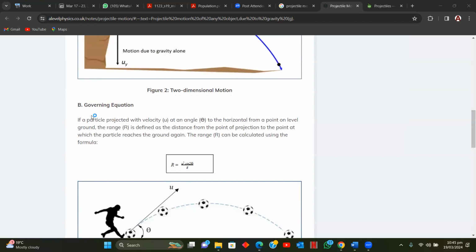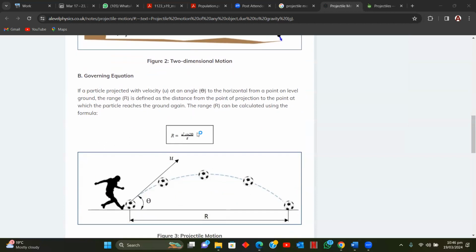Okay. Now, the governing equation for projectile motion. If a particle is projected with velocity u, yaad rahe, this is velocity, at angle theta to the horizontal from a point on level ground, the range is defined as the distance from the point of projection to the point at which the particle reaches the ground again. The range can be calculated using this formula: u square sine 2 theta divided by g.